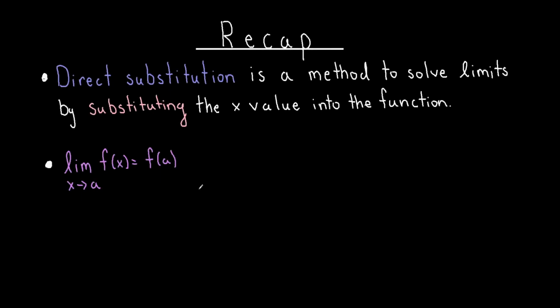So in recap, the method of direct substitution is a way to solve limits by substituting the x value into the function. And in order to use direct substitution, the function must be continuous at that x value.